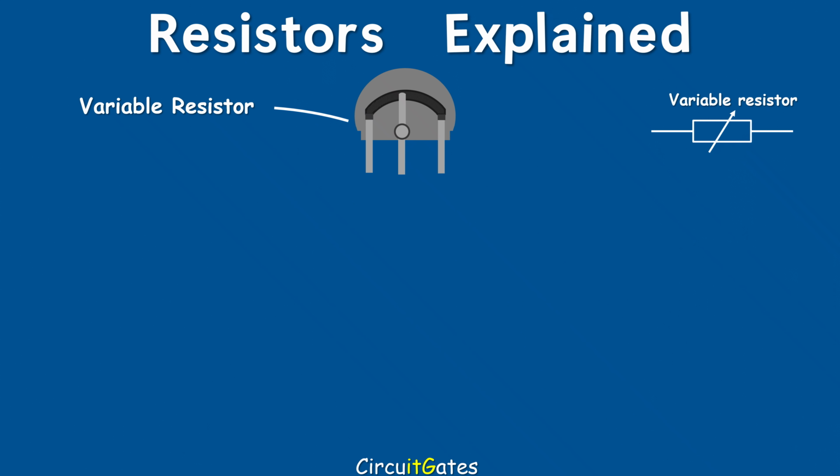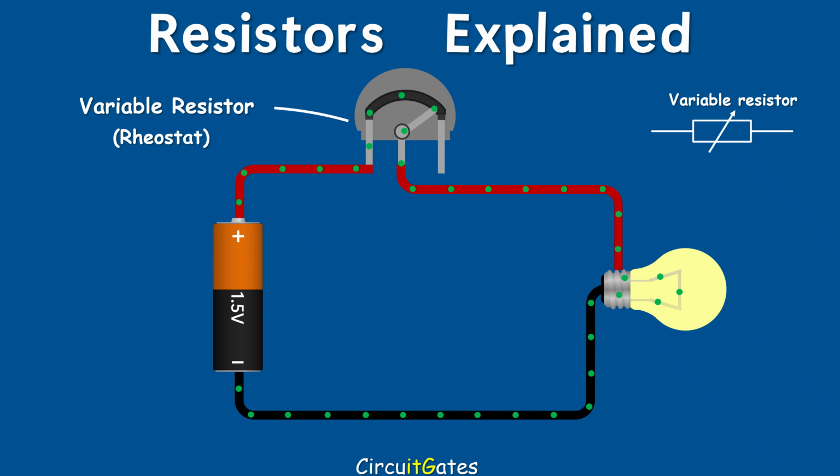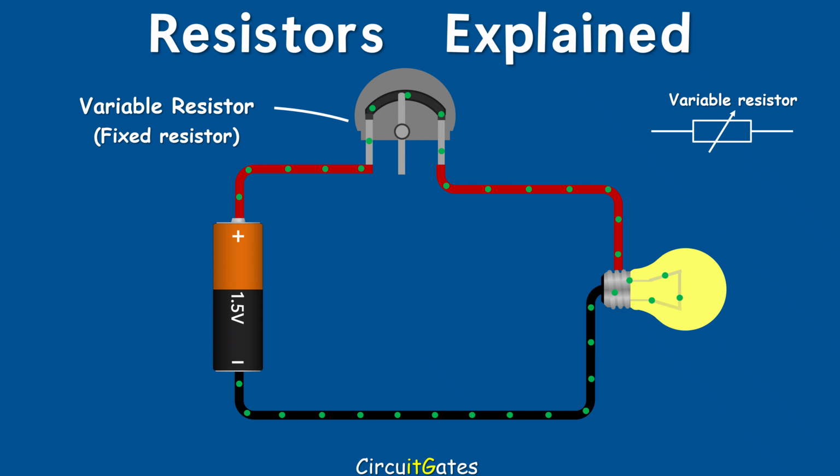Here is a variable resistor with 3 terminals. If we use terminals 1 and 2 as shown, it works as a rheostat. A rheostat is a type of variable resistor with 2 terminals. It varies its resistance by moving a wiper across a resistive track. If terminals 1 and 3 are used as shown, there is no resistance being varied. The variable resistor is working as a fixed resistor.